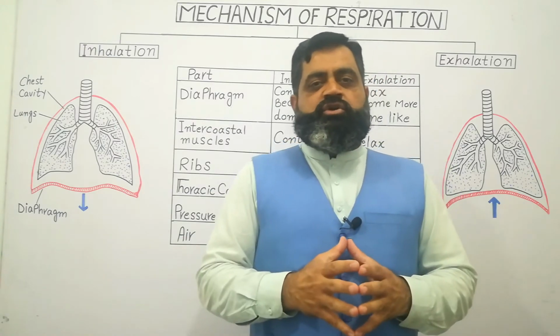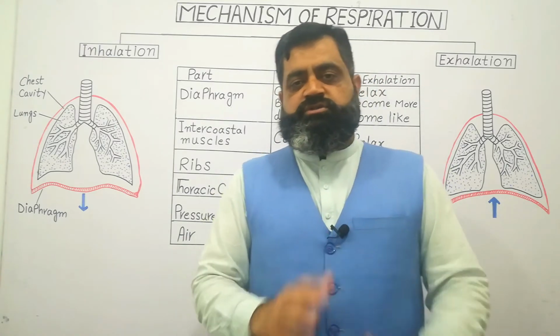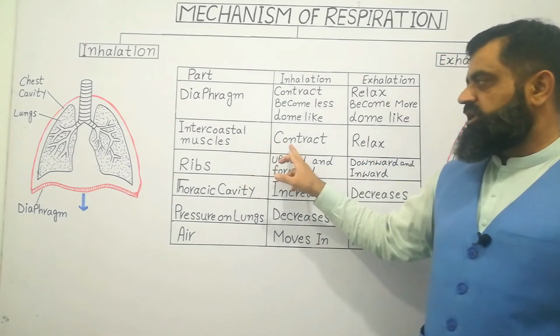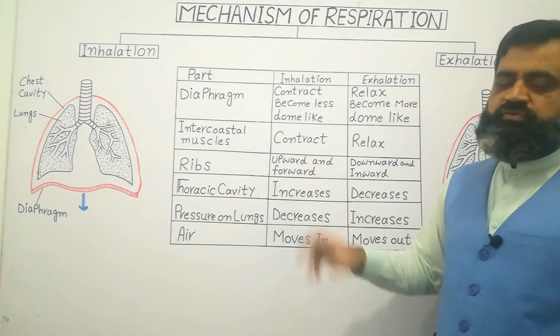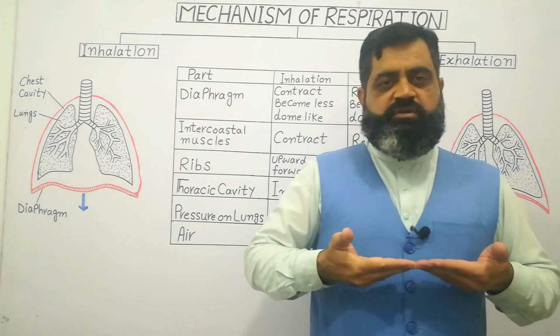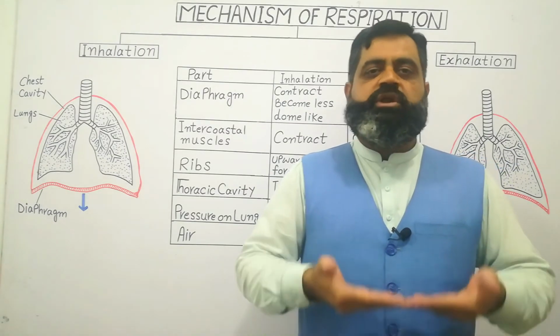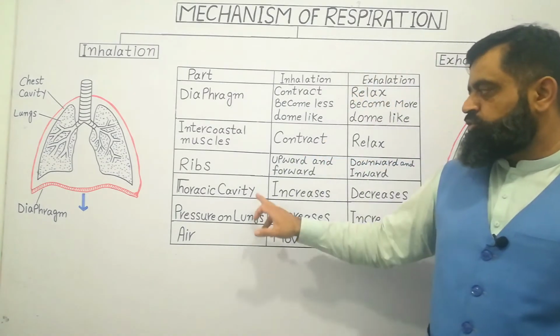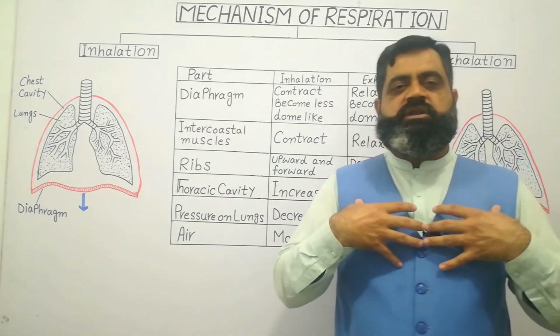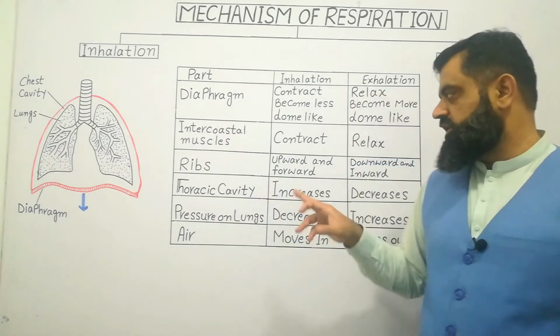And this is all because of the contraction of the intercostal muscles. When the intercostal muscles contract, the ribs move upward and forward. So in this way, the diaphragm is moving down and the ribs are going up. What happens? The thoracic cavity, which is present inside under the ribs, increases.